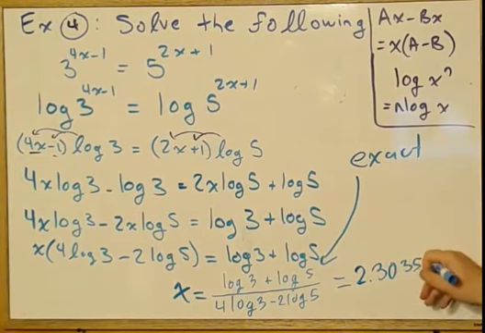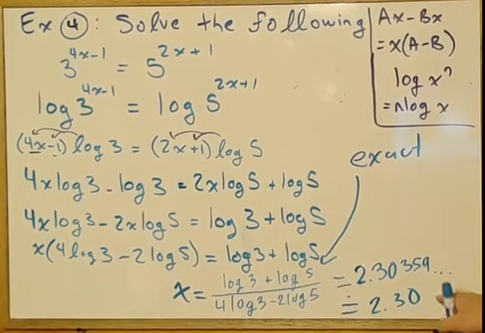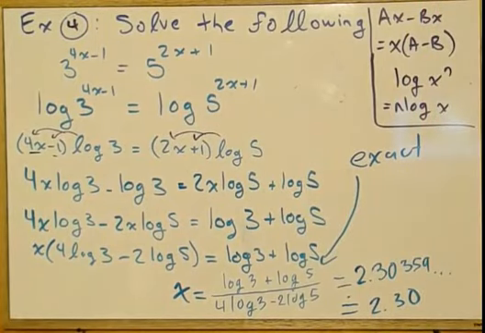2.30359 something something something. So I'm going to call that 2.30 after rounding. And so this solution, if inserted into the original, will balance that particular equation. So let's try one more of these.